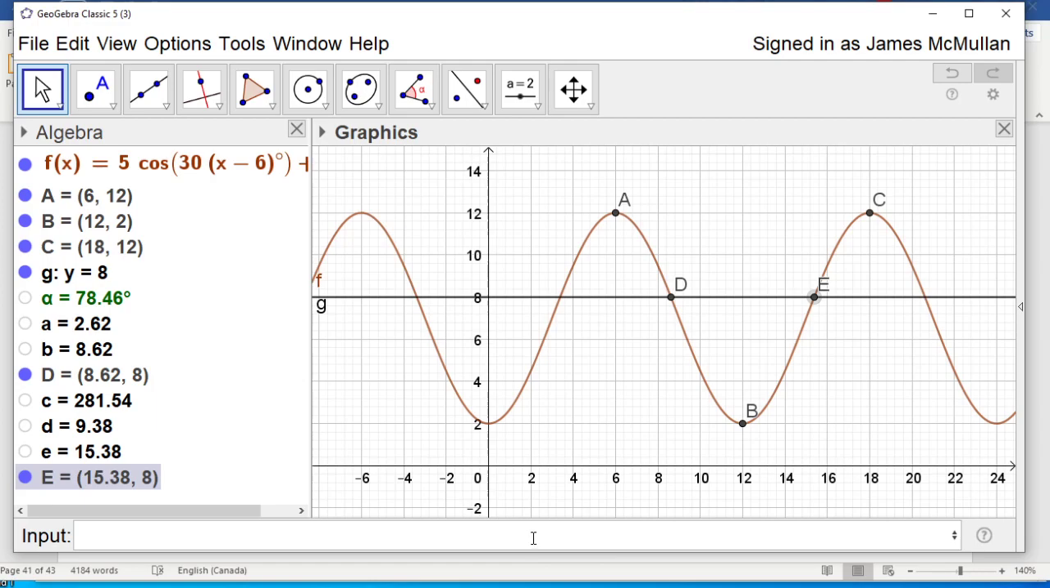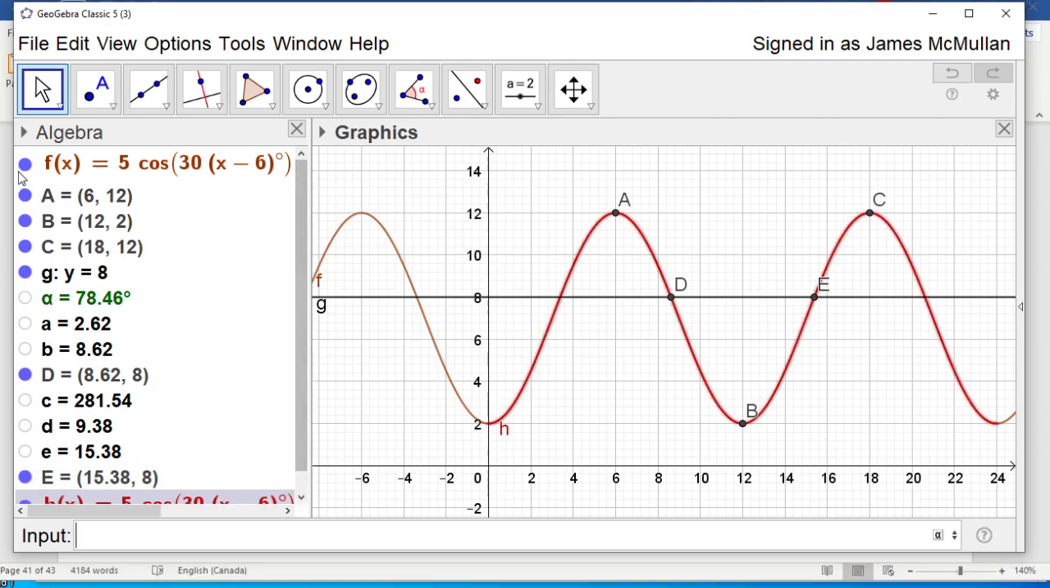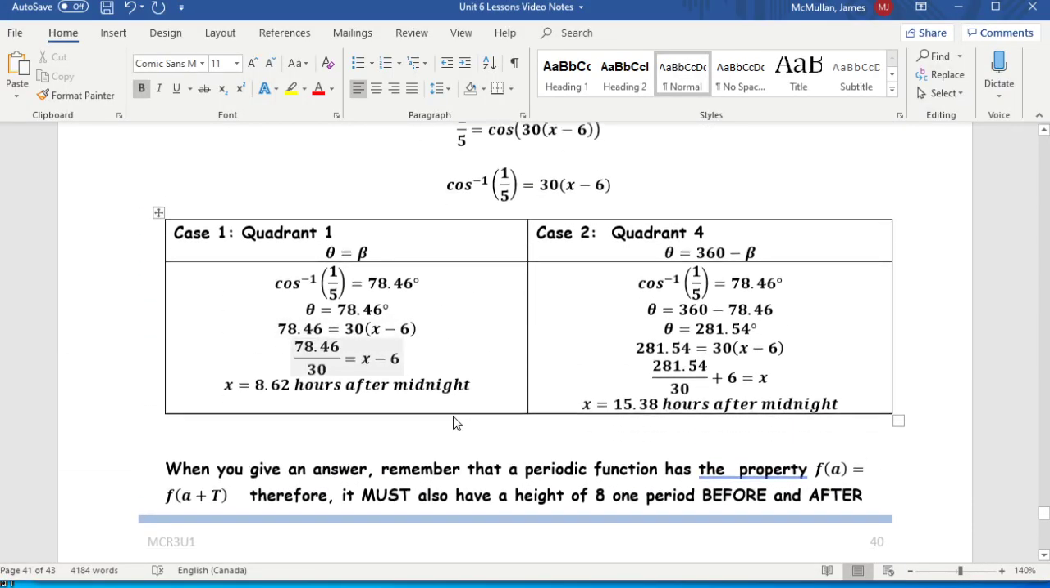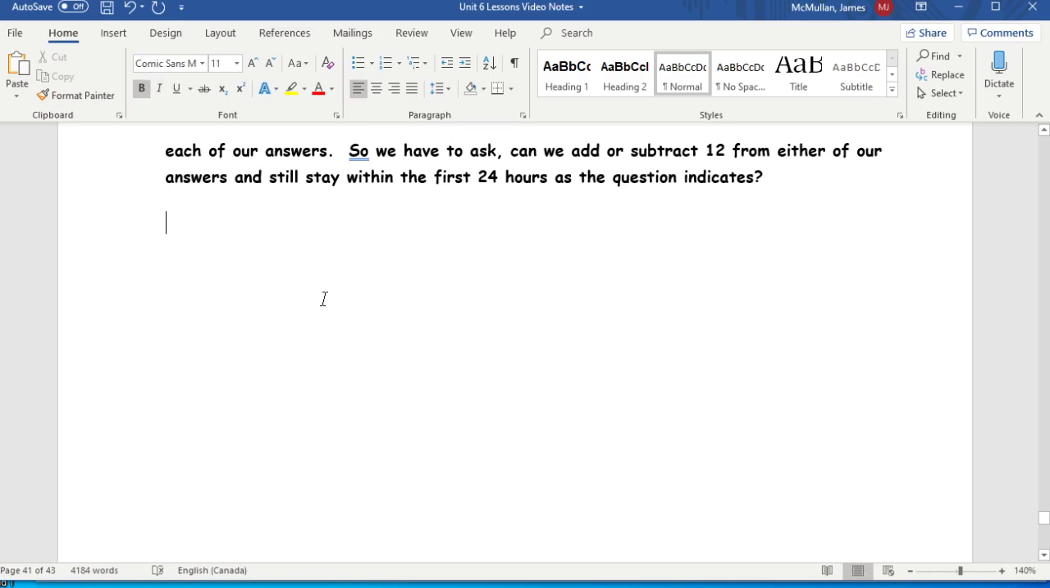Because think about it. If I draw this function, function f, between 0 and 24, you've given me the two answers, but you can see they're not the only two answers. There are two other times when the tide would be at 8 meters, right? One of them would be 12 hours before E, and one of them would be 12 hours after D. So let's show how we could do this. So consider answer number 1.